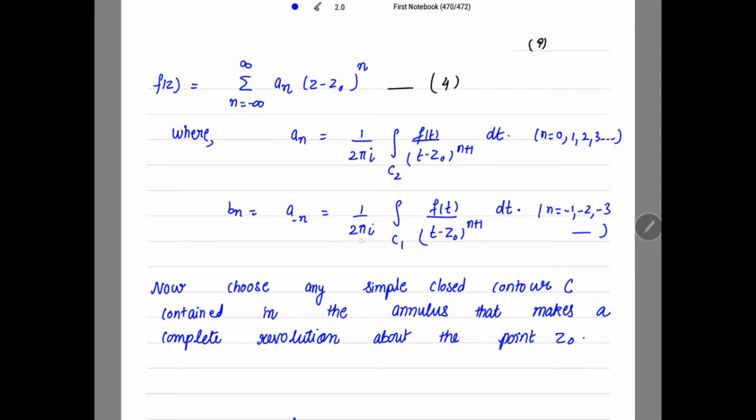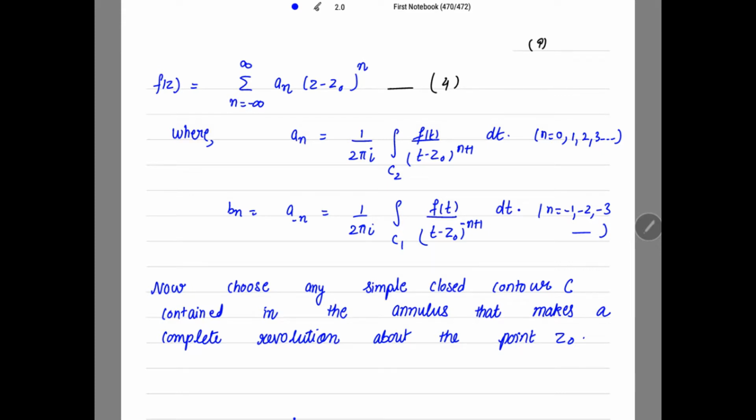And a minus n will be equal to the second coefficient bn, 1 over 2 pi i times the integral over c1 of f of t over (t minus z naught) to the power n plus 1 dt, and n is going from minus 1, minus 2, minus 3 and so on. This is not n plus 1 but minus n plus 1. Here you are having minus n, so in the power also minus n plus 1. Clear? Okay.